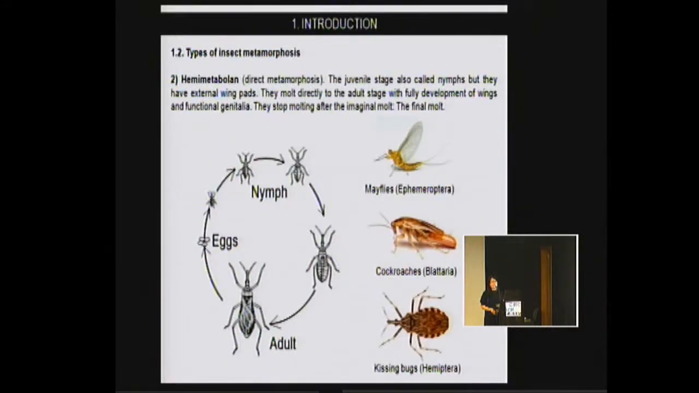However, in this group, with the evolution of metamorphosis, they stop molting after reaching the adult state. So the final molt is the innovation for metamorphosing insects. And here are examples of hemimetabolan insects, the mayflies, the cockroaches, and the kissing bugs.